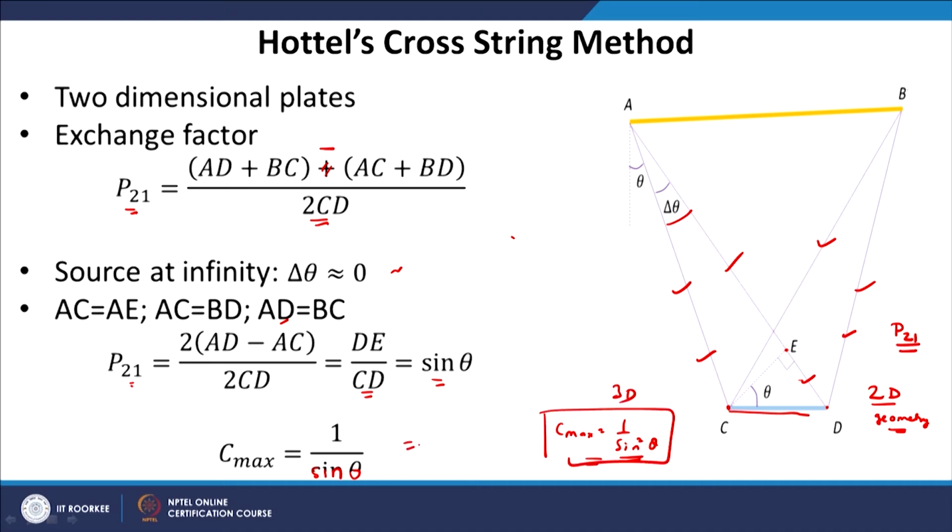So, this relation is true, both the relations are correct. This is for 2D, and C max is equal to 1 upon sin square theta if it is 3D. So, the same relation that we derived from thermodynamics, we have also derived from the radiation point of view, and it says that C max is equal to 1 upon sin square theta for a 3-dimensional geometry.